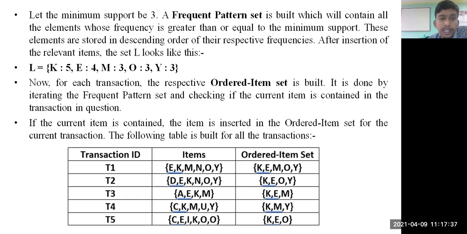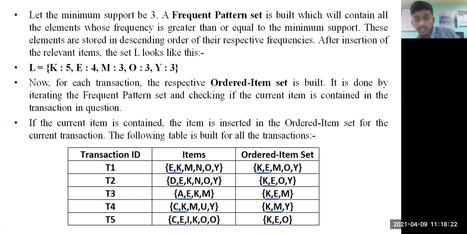So these are the values which we take forward for the next steps, because they are meeting the minimum support threshold value. A frequent pattern set is built which will contain all elements whose frequency or support is greater than or equal to minimum support value. Here frequency indicates support value only. These elements are stored in descending order of their respective frequencies. After insertion of these relevant items, the item set looks something like this. L here indicates the frequent item set. So now we have obtained the frequent item set values.